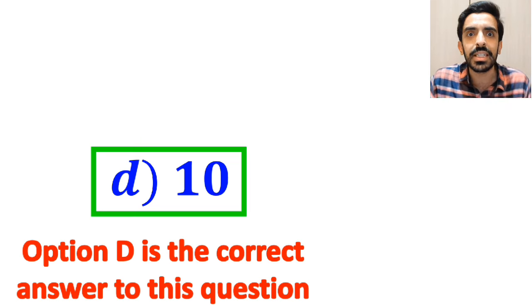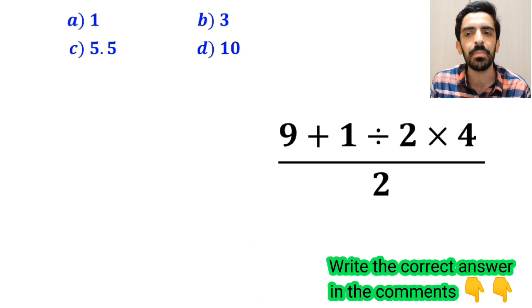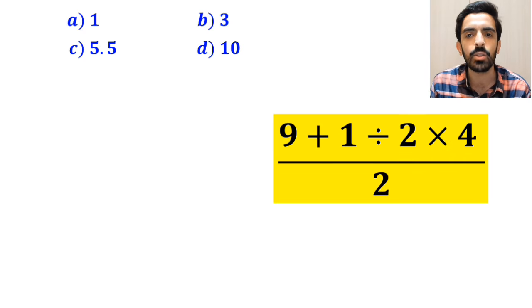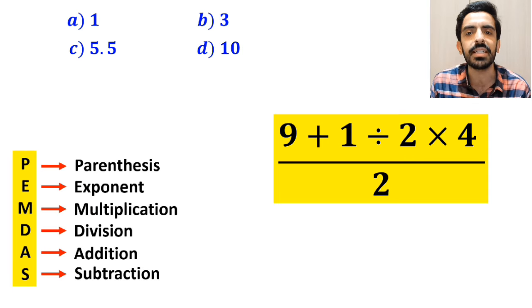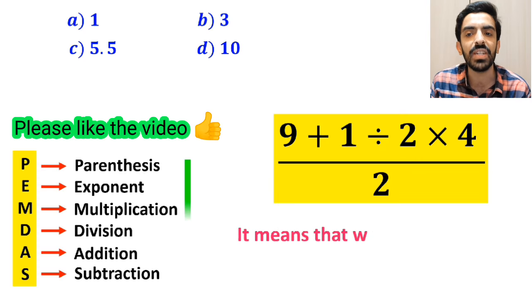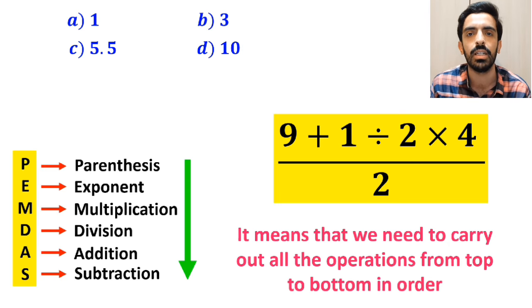However, this answer is absolutely wrong. Now let me walk you through step by step how to solve this expression properly. To solve this question, we must strictly follow the steps outlined by the PEMDAS rule. It means that we need to carry out all the operations from top to bottom in order.